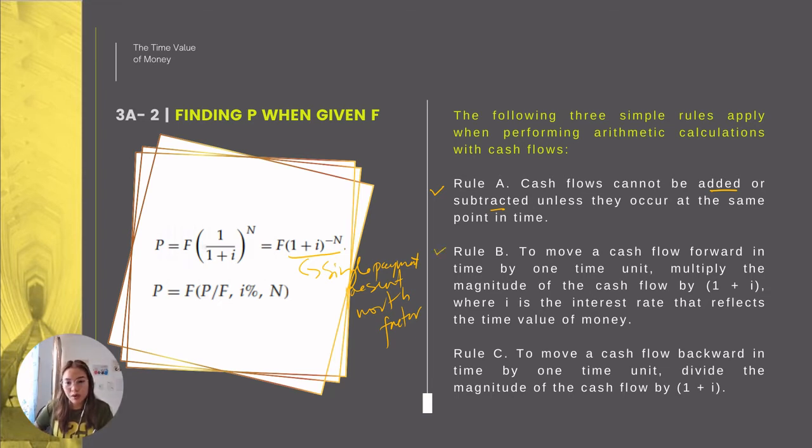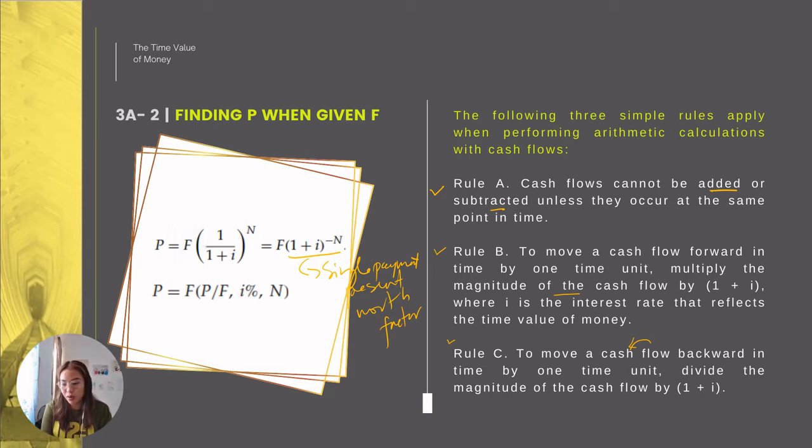Rule B is to move a cash flow forward in time by 1 time unit, multiply the magnitude of the cash flow by 1 plus I, where I is the interest rate that reflects the time value of money. And rule C is to move a cash flow backward in time by one time unit, divide the magnitude of the cash flow by 1 plus I.